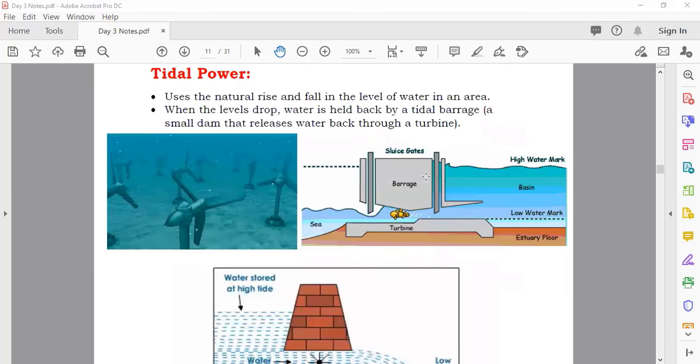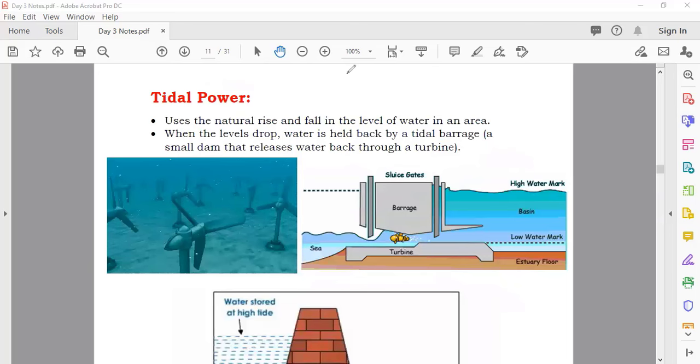Now you have tidal power. From the name, you can say it comes from the tides, in other words the waves produced inside the sea, which can be used to produce electricity. You can see in this diagram, sometimes the structure is like windmills inside the sea, and the water comes, they rotate, and then electricity is produced in the same way.